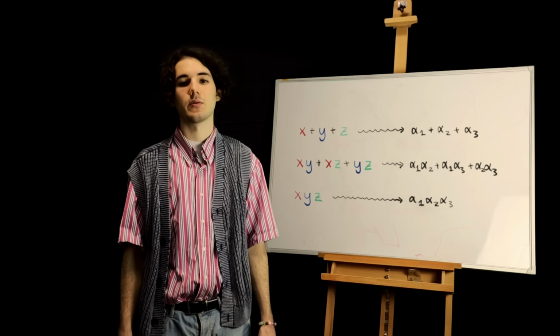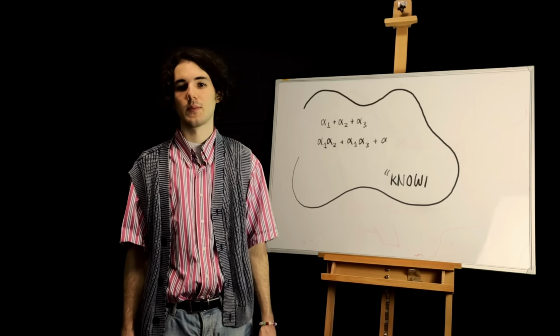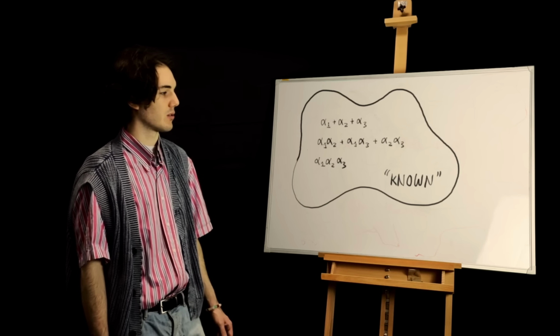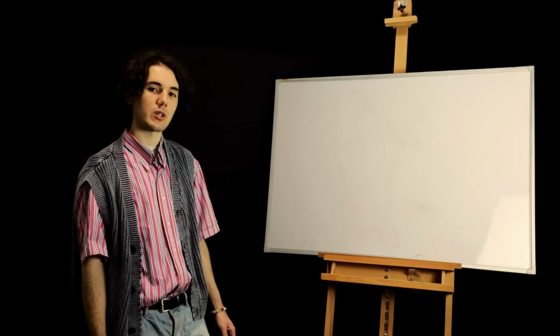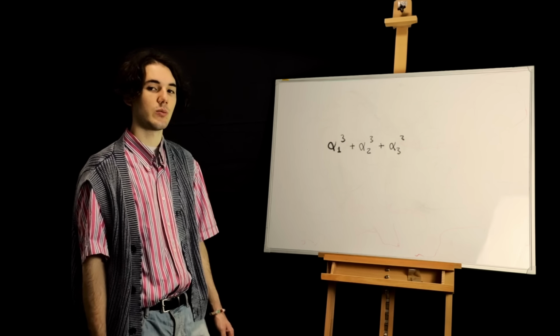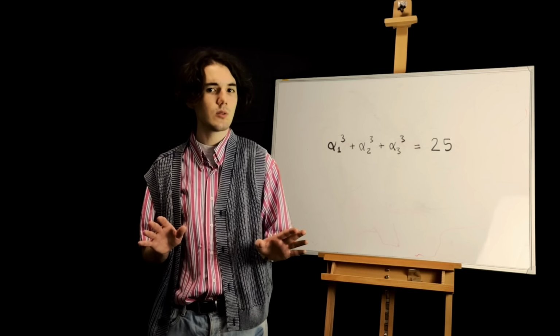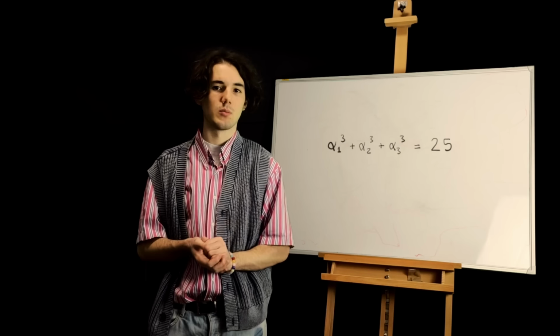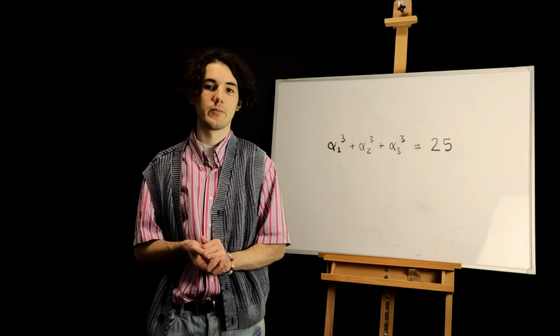Okay, enough definitions for now. Let's return to our bag of known expressions. I'm going to add an expression to the bag. I want to claim that the value of the expression alpha 1 cubed plus alpha 2 cubed plus alpha 3 cubed is exactly 25. Now, you're right to be suspicious of me just throwing random numbers at you, so I'm going to share how you could derive this yourself.